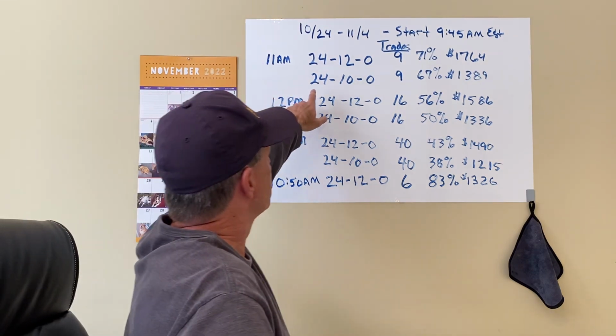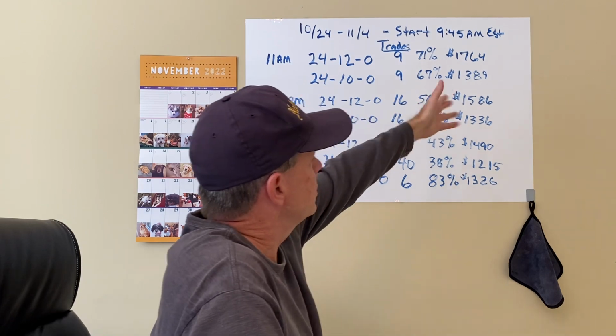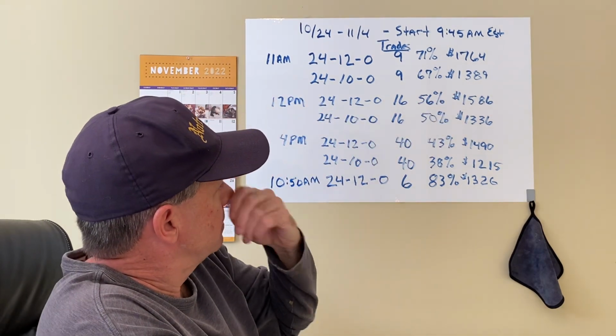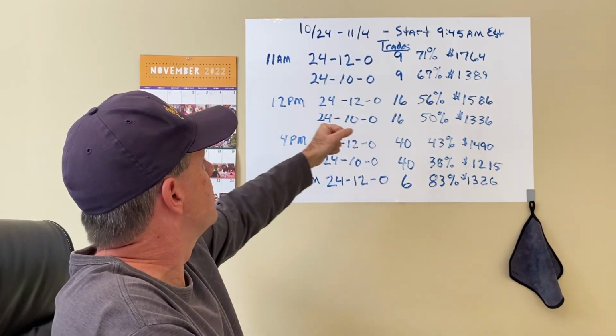Anyways, but if you do a 10-tick stop with a 24-tick target, you lost another one. $1,389 was your win. Still pretty good. $1,389. All right.